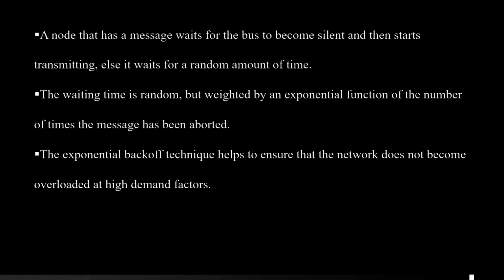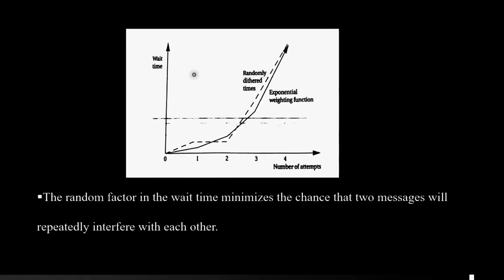This minimizes the chance that the two messages repeatedly interfere with each other. The exponential back-off technique helps to ensure that the network does not become overloaded at high demand factors. The figure shows the exponential back-off function both before and after it is modulated by the random wait time. Since a message may be interfered with several times before it is successfully transmitted, the exponential back-off technique helps to ensure that the network does not become overloaded at high demand factors.